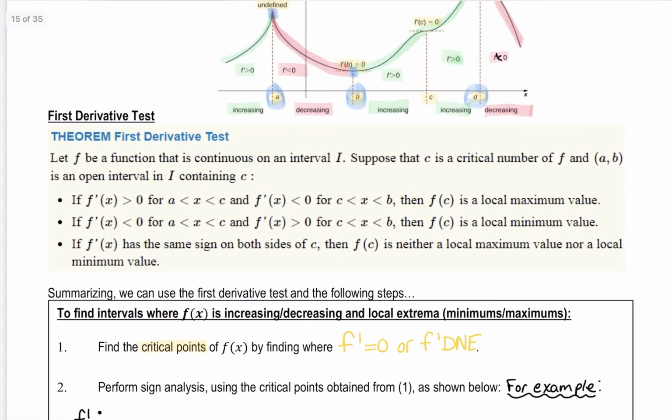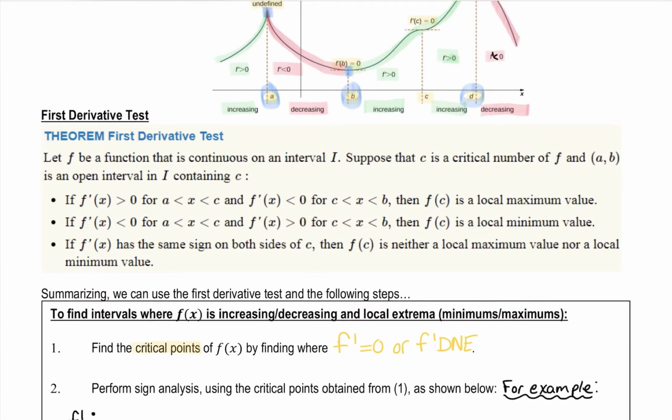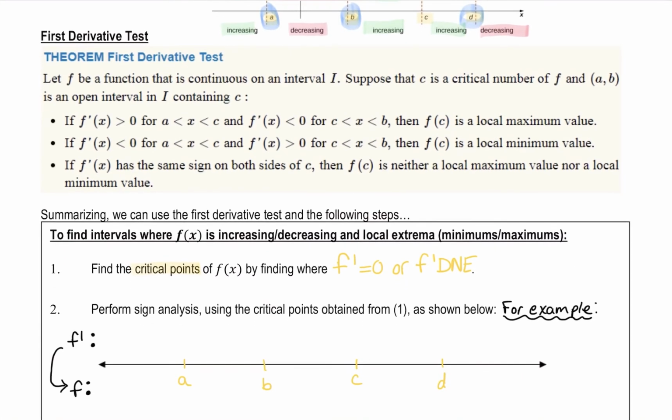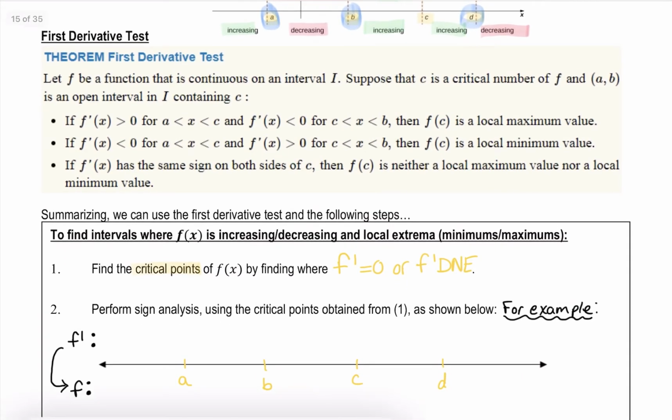Suppose we pick something before A. If we were to sub in some value here, that is where, in our above example, f prime was positive. So we would find out that f prime is positive, and that allows us to conclude that f is increasing. Then if we subbed in a value between A and B, we find out that f prime is negative, which allows us to conclude that f is decreasing. And again, suppose we plug in a value into f prime, we find we're positive, so once again we're increasing.